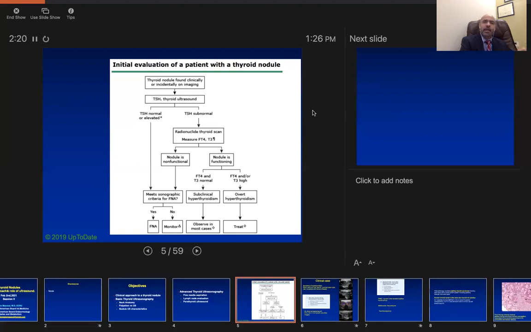We check TSH. If TSH is elevated, showing that the patient is hypothyroid, then you do an ultrasound. Obviously, you do ultrasound and TSH both. Ultrasound then puts things together. If ultrasound shows that this nodule is not high risk, it's basically a fluid-filled cyst, then you leave it alone and sometimes you don't even need to monitor them. Or if ultrasound criteria show that it should undergo FNAC, and we will talk about what those ultrasound criteria are, then obviously you perform an FNAC.